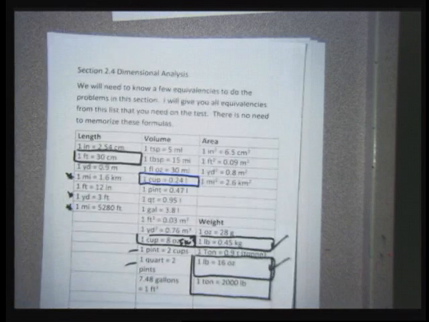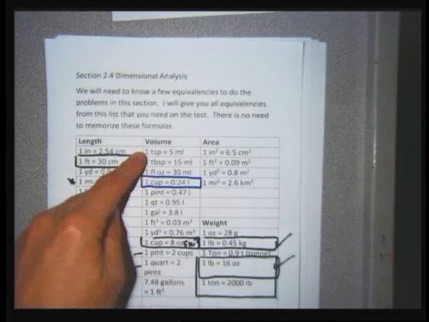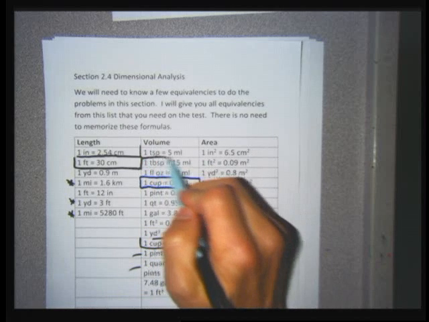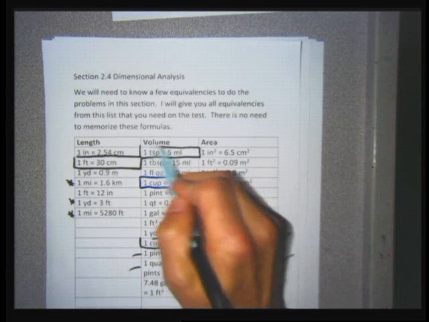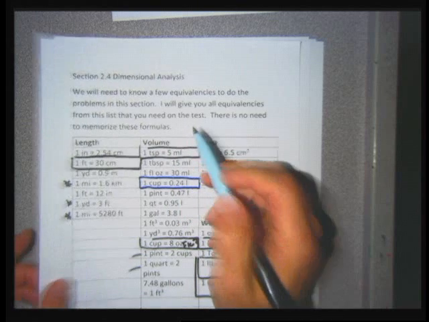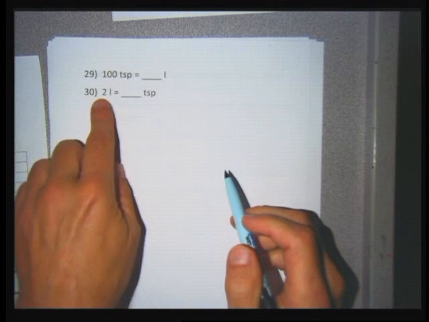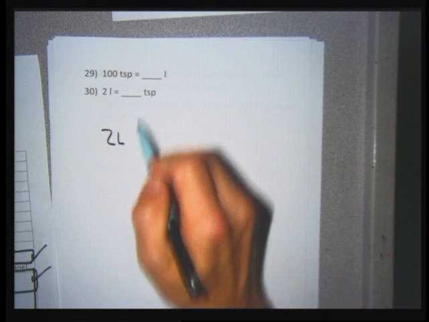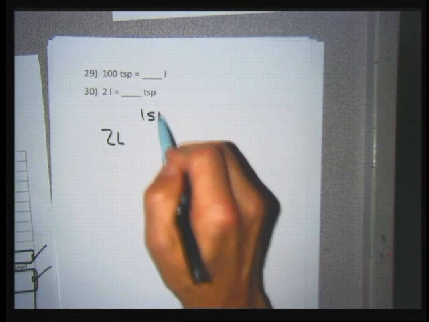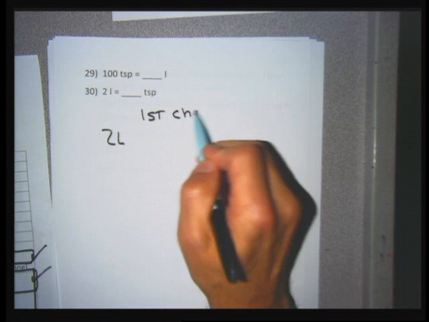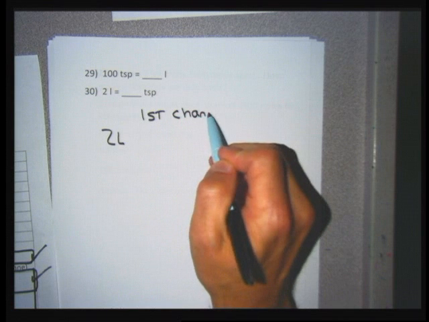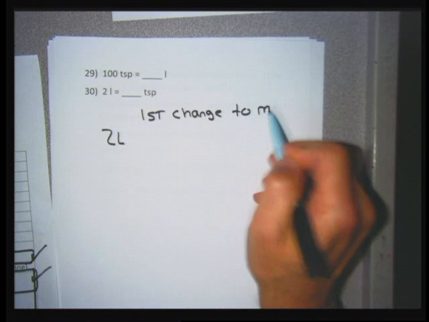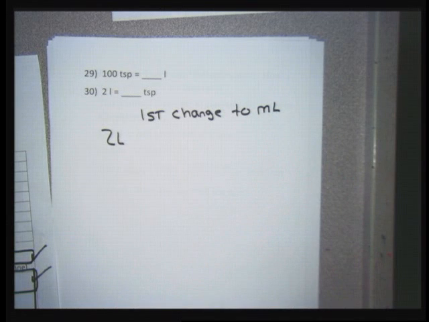Well, unfortunately, I have teaspoons only to milliliters. So the best I can do is I need to get into milliliters. And it's going to be a 2-step problem. For mine, the first thing I'm going to do is go from 2 liters and change to milliliters. I do that by moving a decimal.